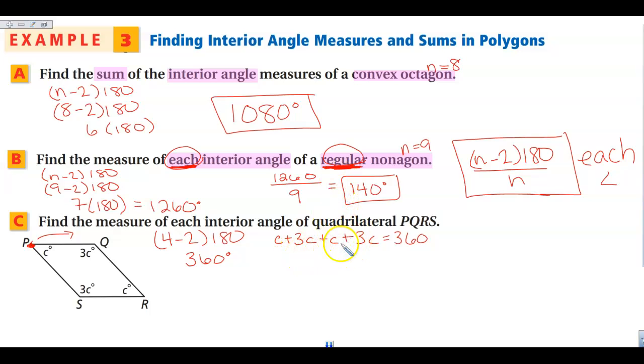So this is going to give me that 8C is equal to 360. And when I divide by 8, I'm going to get C is 45.